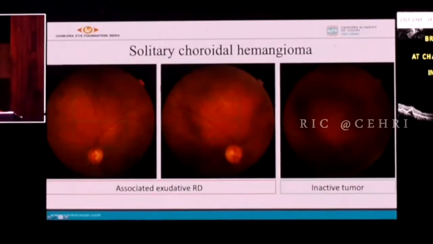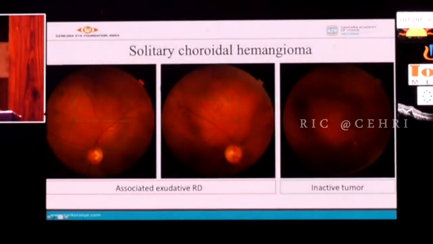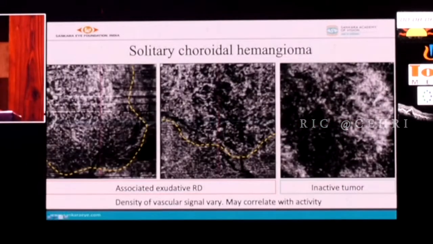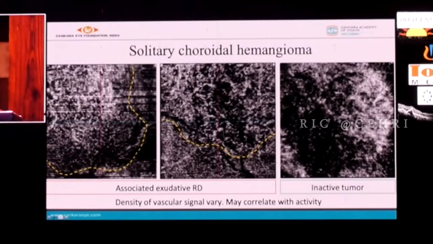So, 3 different solitary choroidal hemangiomas. These 2 are associated with exudative RD, and this one is an inactive tumor which does not have exudative RD. Let's look at the OCTA of all these 3. You can see the signal void areas are more in the tumor which is not leaking. So you can have an indication as to which tumor is leaking, which tumor is not leaking, or is not going to leak much, by looking at the OCTA. So more hyperreflective areas, the tumor leaks. Less hyperreflective areas or more signal void areas, it does not seem to be leaking much.